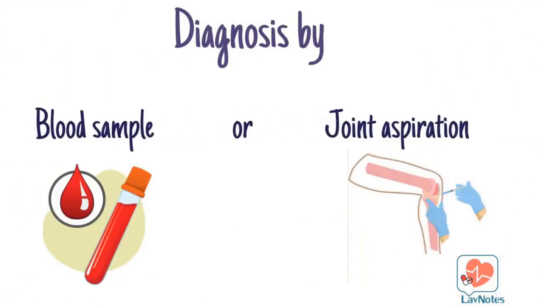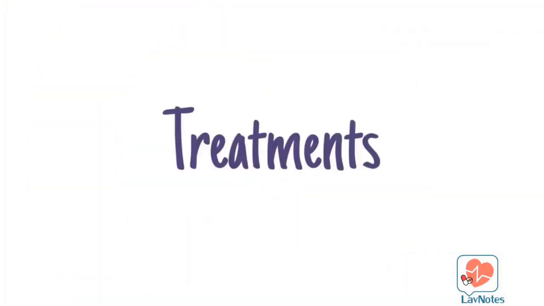How is gout diagnosed? Gout can be diagnosed either by blood sample or joint aspiration. And now we discuss the treatments.